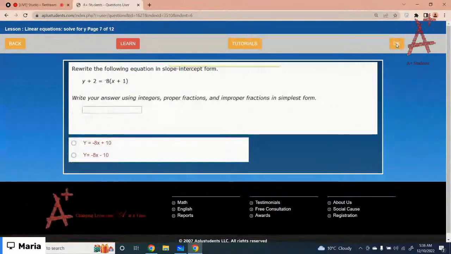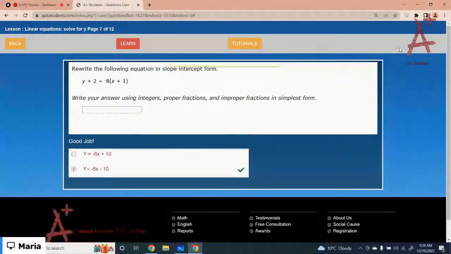Okay, rewrite the following equation in the slope intercept form. It would be minus 8 and minus 2 is negative 10. So the correct option is y equals negative 8x and negative 10, because negative 8 times 1 is negative 8. And when you shift that positive 2 to the other side, it would be the negative 2. So negative 8 and negative 2 is negative 10. Got it? So select the correct option and click on the OK button.